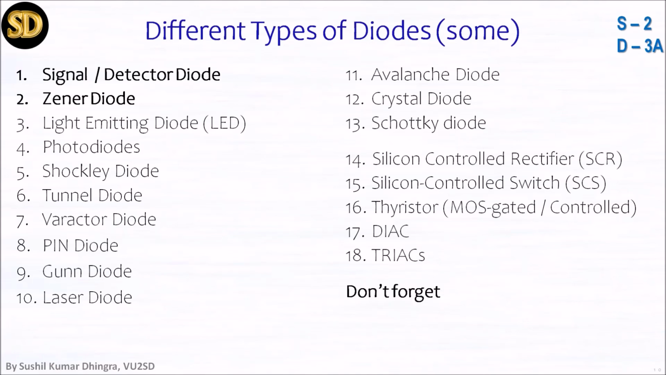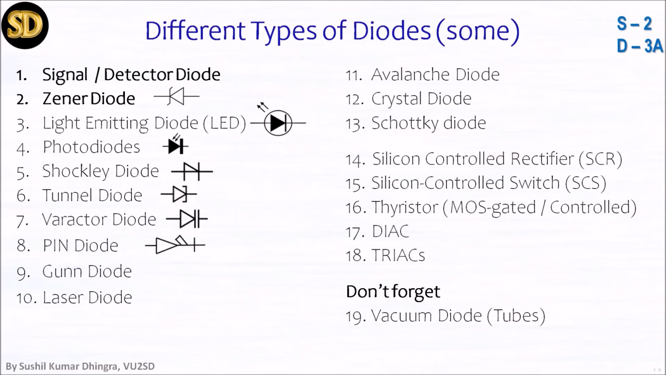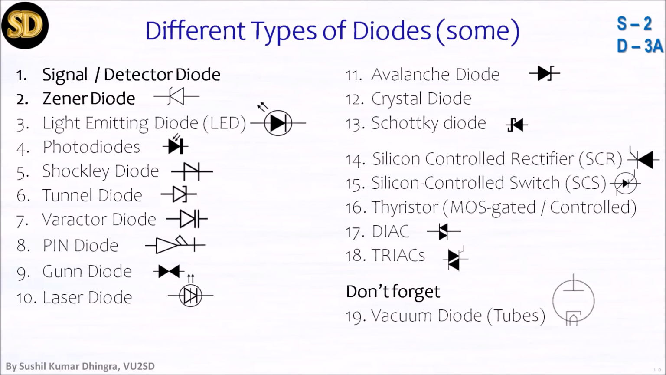And don't forget, the vacuum tube and thermionic valve tube also convert AC into DC. This is just a preview only. I am showing some of the symbols on your screen. They have various applications, but my requirement is only the conventional diode to convert AC into DC.